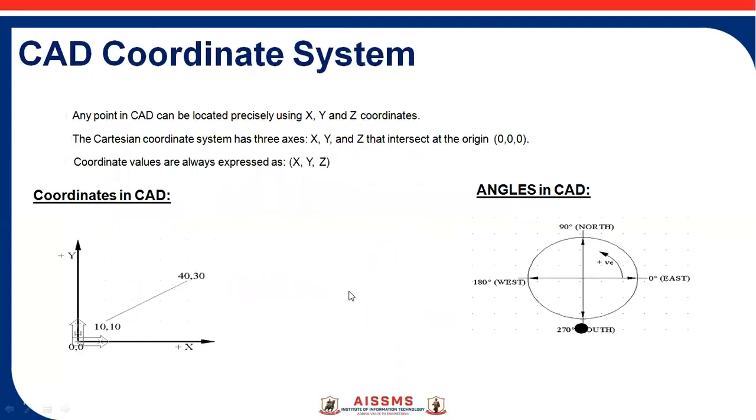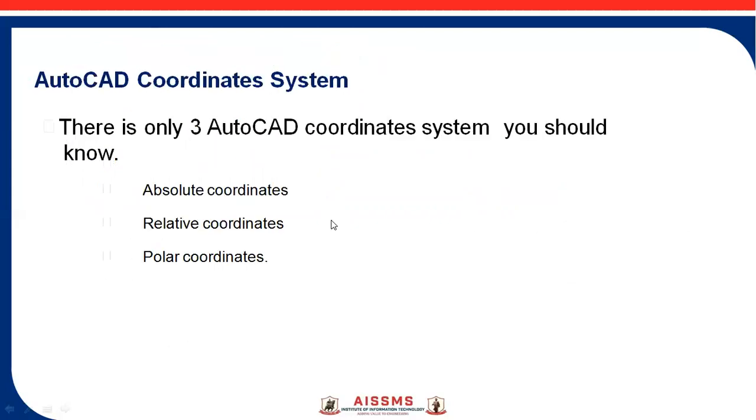Then the CAD coordinate system. You can find the CAD coordinate system with X and Y axes shown, and any point in CAD can be located precisely using X, Y, Z coordinates. The Cartesian coordinate system has three axes, X, Y, Z, that intersect at 0, 0, 0, and the coordinate values are always expressed in X, Y, Z terms.